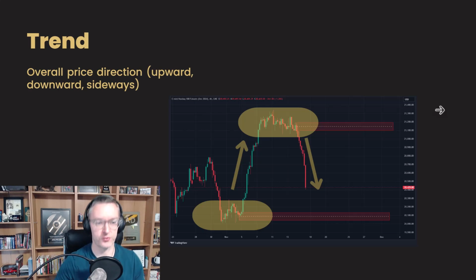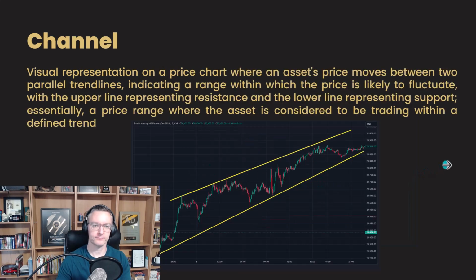Next is trend. Again, this is overall price direction. It could be upwards, downwards, or sideways. You see here I drew ovals around the consolidation areas, and then the trend up or trend down. And again, in previous videos I mentioned an uptrend is bullish, and a downward trend is bearish.